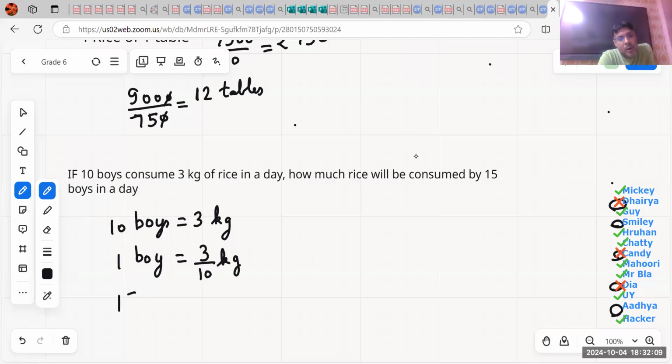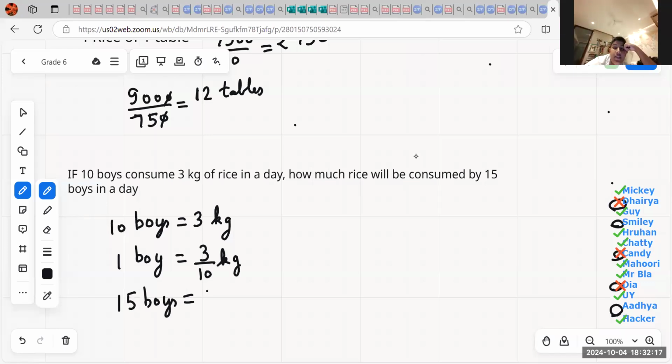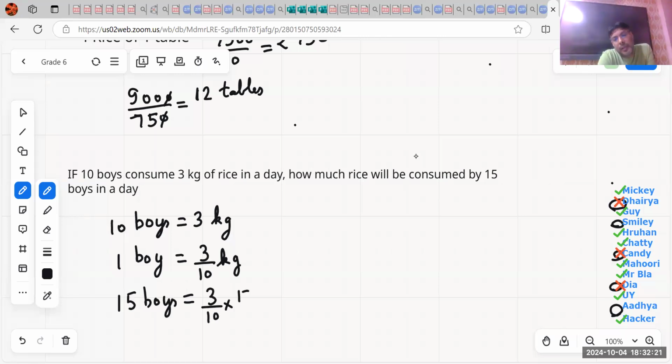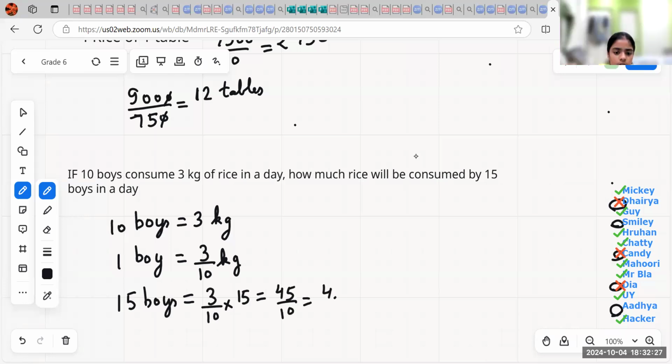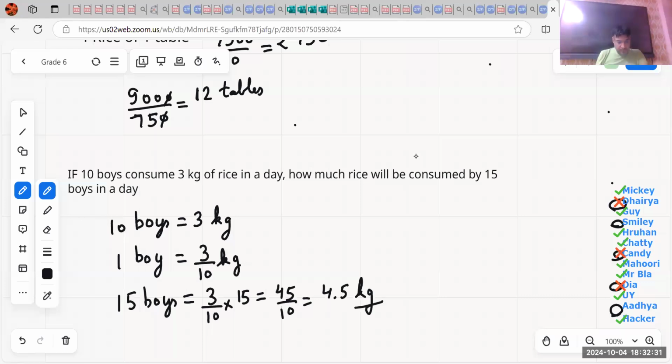So for 15 boys, what will be the consumption? Tell me. Sir, 45 kg. 4.5. So 3 by 10 into 15. That will give me 45 upon 10. That is 4.5 kgs. We got it, guys? Yes or no? Yes, sir. Can we simplify it?